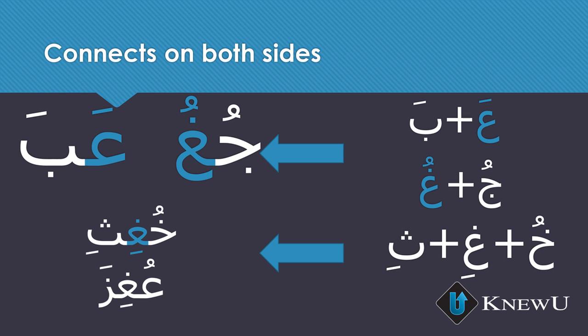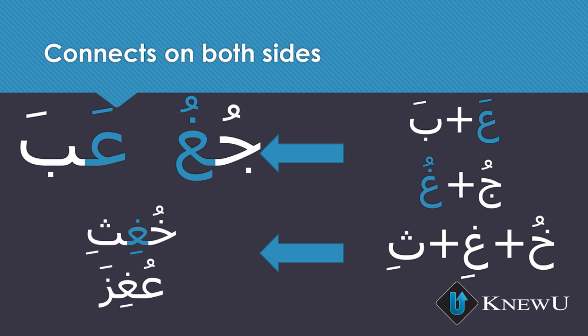Now moving on to how it connects. This is another letter that connects on both sides. As we can see, connecting from the beginning, ain fatha, a, plus ba fatha, ba. As you see on the far left, it will be aba, okay? And the second one being jim, dhamma, ju, plus ghain, dhamma, ru, would be juru.